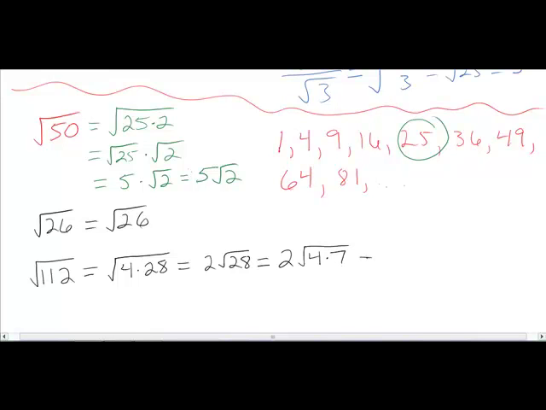So again, now we simplify. We say, well, I can take the square root of 4 and pull it out. So I have 2 times 2 times the square root of 7. I already had a 2 out front, and the square root of 4 is another 2. So finally my answer is 4 times the square root of 7. And that would be my final answer.